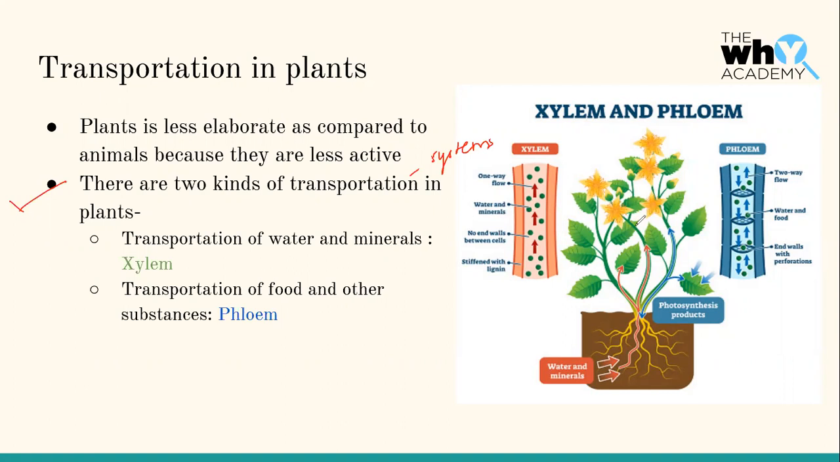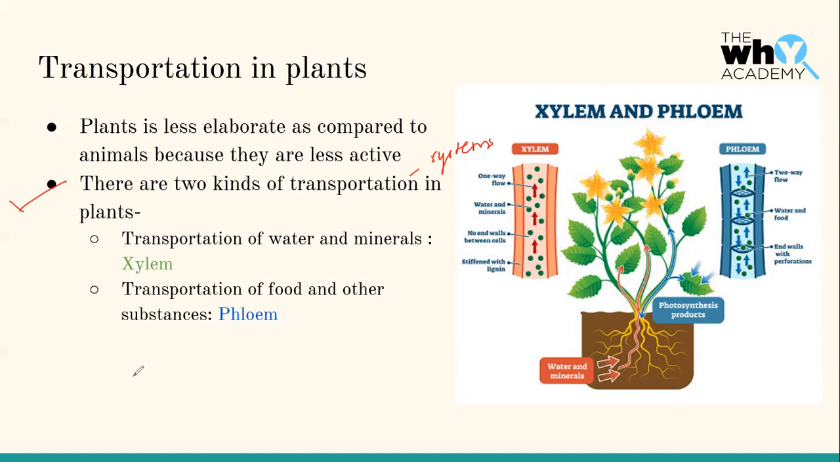Now we look at how it happens in detail. There are some points you need to know in xylem, like how water moves from the roots to the tip of the leaves and how it is given out. And how does food move from the leaves to all other parts of the plant? A little bit in detail, that would be about transportation in plants.